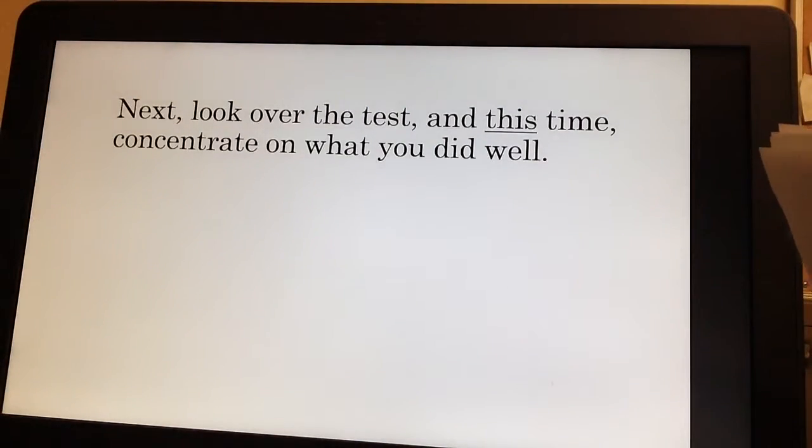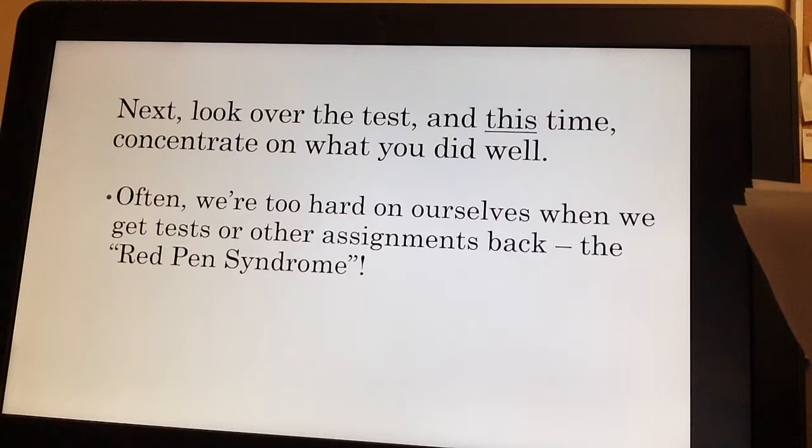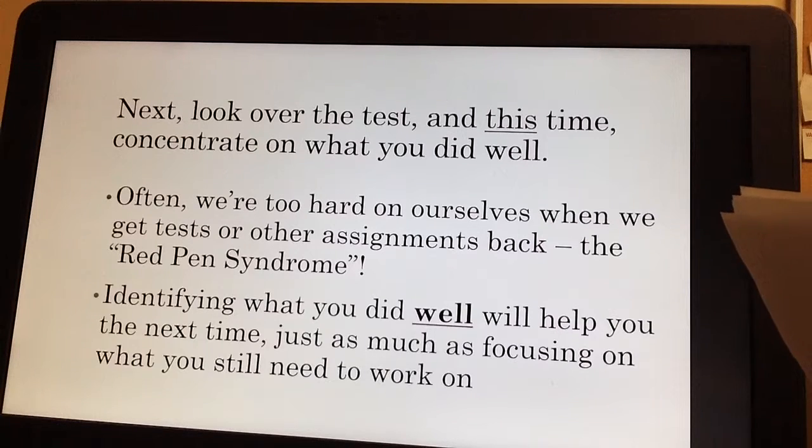Next, after you've breathed through the nose, look over the test and this time concentrate on what you did well. A lot of you are used to looking at tests and only looking for the mistakes and concentrating on those. Sometimes we're too hard on ourselves, and I like to call this the red pen syndrome. We beat ourselves up over the mistakes that we made. But trust me, identifying what you did well will help you the next time, just as much as focusing on what you still need to work on. So look over that test again and concentrate first of all on what you did well.